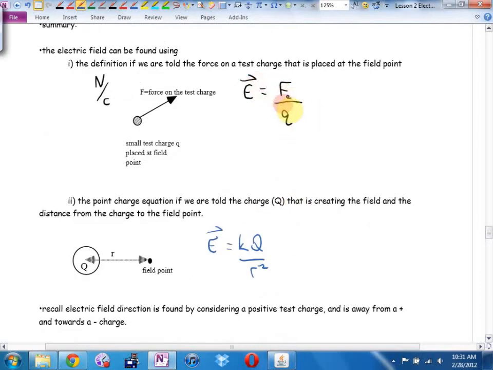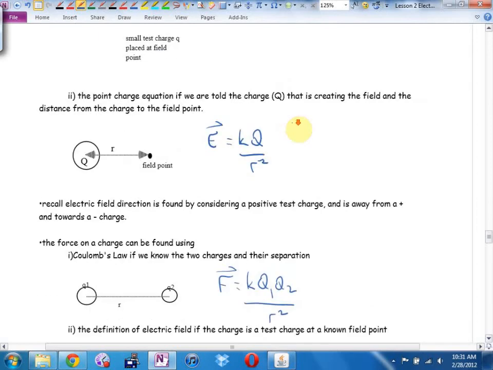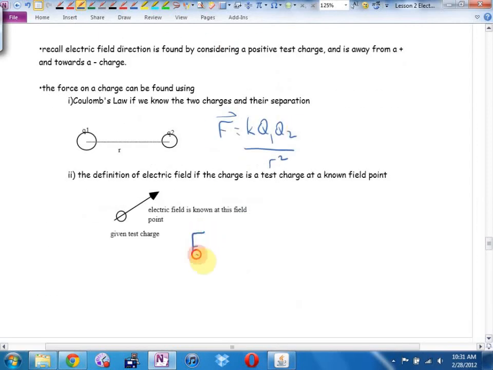And this equation is not on your formula sheet. This one is, but the one I'm about to write is not. It's implied. Get the F by itself. What would I do with that Q? Turns out electric force is whatever charge that's sitting in the electric field times how big the electric field is.